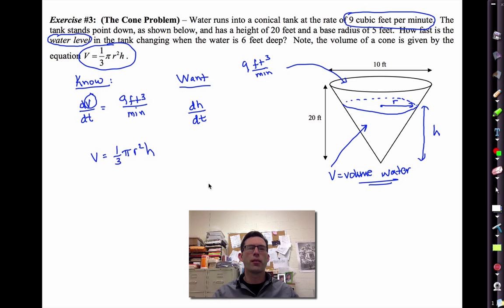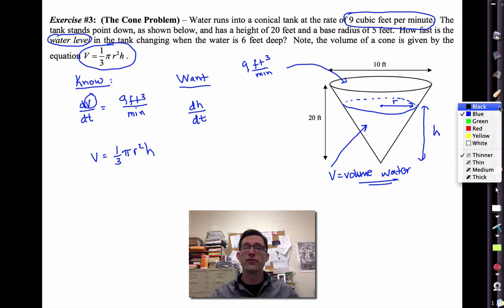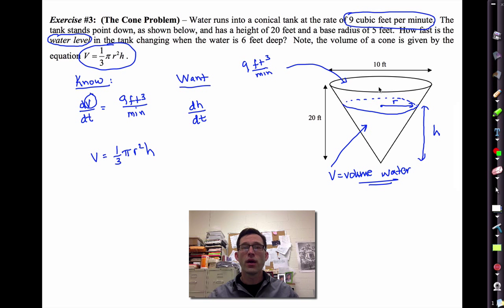Here's the problem. If we take the derivative of this volume formula, we'll have to use the product rule. And in the product rule, we'll have both a dh/dt and a dr/dt. But we don't know dr/dt. So that's one too many unknowns. Now, there's a few different ways around this, but there's a classic way of doing it, and that's what I'm going to show you.